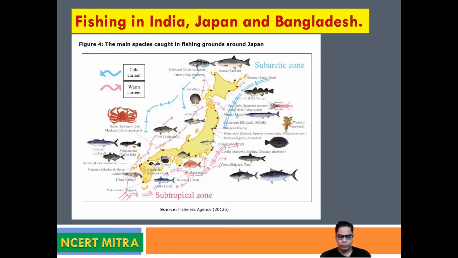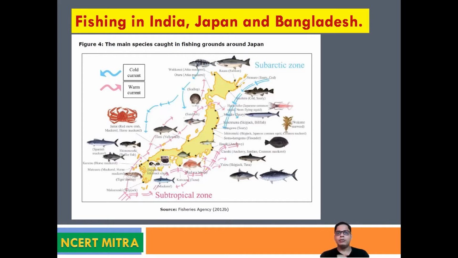Perhaps you can see in my background the map of Japan, showing the number of fish collected by the fishermen of Japan. This is the map of Japan: here the subarctic zone, and here the subtropical zone. There are two currents, one is the warm current and another is the cold current, and you can see these two currents mix.